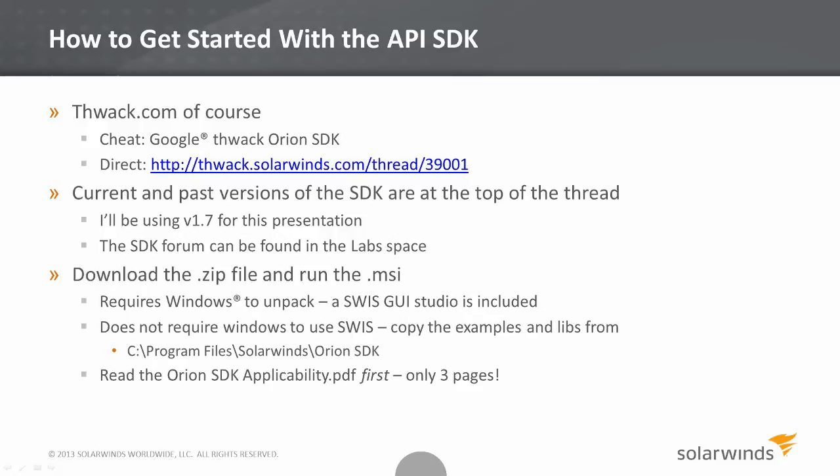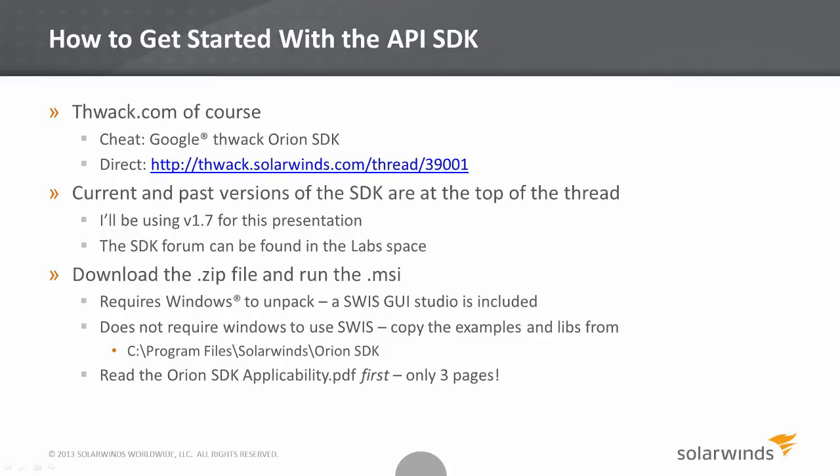That zip file is going to include an MSI file, which means you're going to need Windows to unpack it, but there's a reason for that, because it's going to install a Windows-based tool, which is the SWQL Studio, and I'm going to actually give you a demo of that. But it's also going to unpack all the other elements of the SDK, and so you don't need Windows to integrate with Orion.